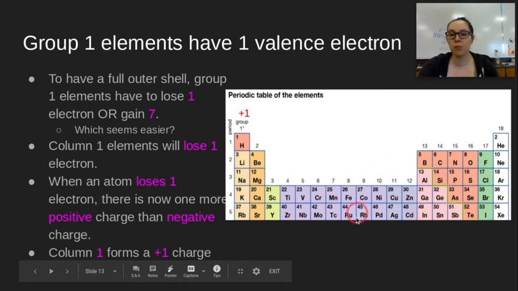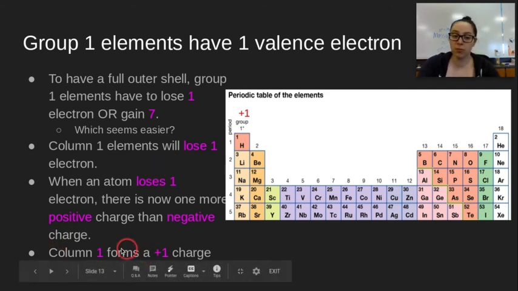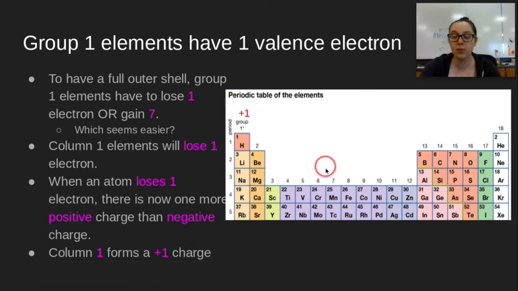So group 1 elements have 1 valence electron. We know that we did that with hydrogen. To have a full outer shell, group 1 elements have to lose 1 electron or gain 7. Which seems easier? Losing 1, right? So column 1 elements will always lose 1 electron. When an atom loses an electron, there is now 1 more positive charge than negative charge. That means that column 1 forms a +1 charge. Here's that +1. This is what I want you to write in your periodic table on your notes.